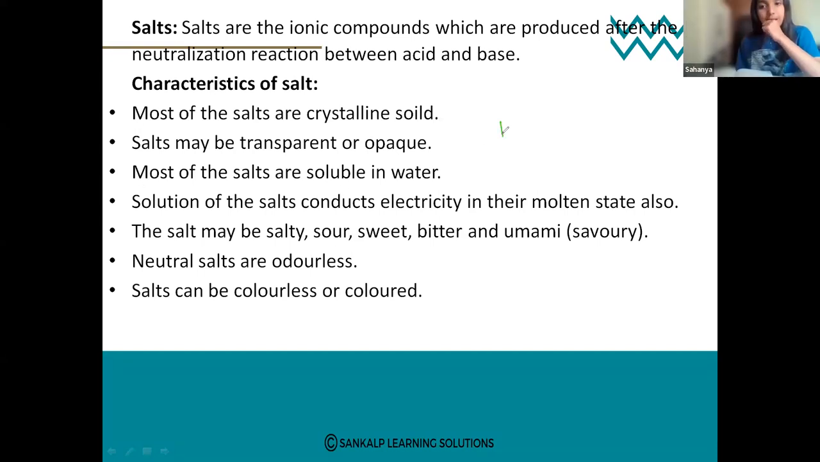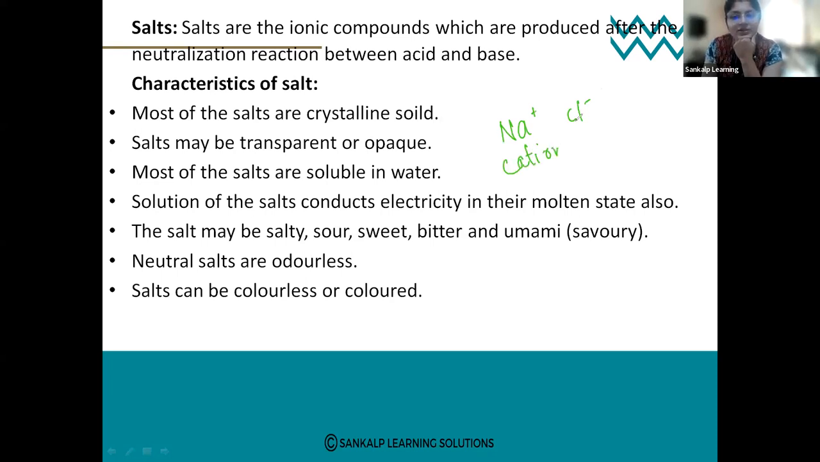Suppose Na plus and Cl minus. These are the ions. This is a cation and this is an anion. Whenever cations and anions combine, most salts are ionic compounds. How are they formed? By neutralization reactions. What is a neutralization reaction? We have discussed this.